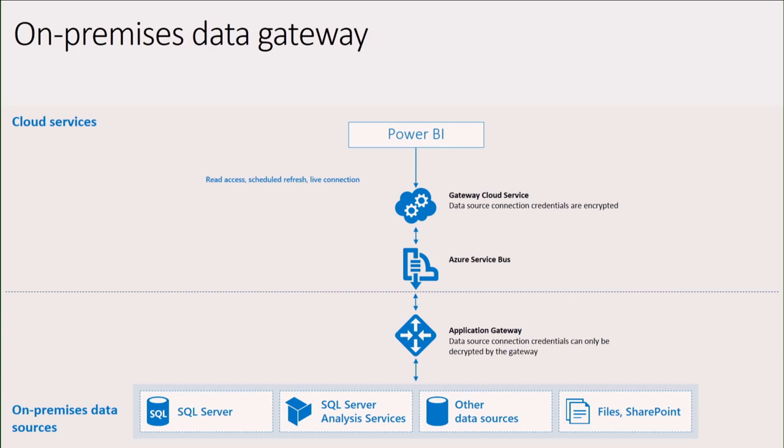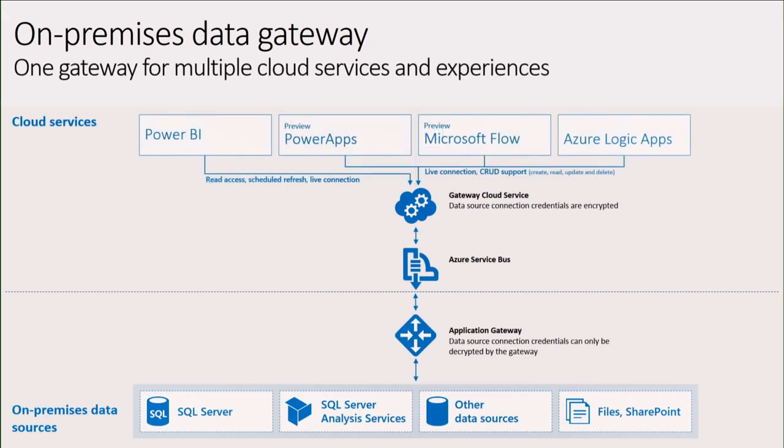Okay, that's great. So for the gateway, before July, it was just a Power BI gateway. In July, we extended it to support 3 more cloud services under the Microsoft business application platform. So you can reuse the same gateway you've been using for Power BI with Power Apps, Microsoft Flow, and Azure Logic Apps. You can deploy it once and reuse it to send out your queries to on-premises data sources. For Power BI, it's read-only access, but for all the other services, it's read, write, update, and delete support.